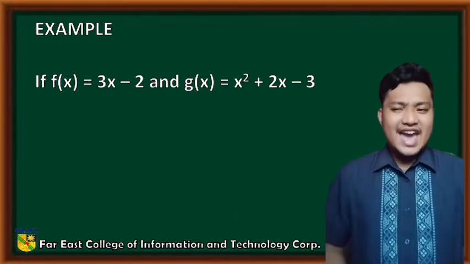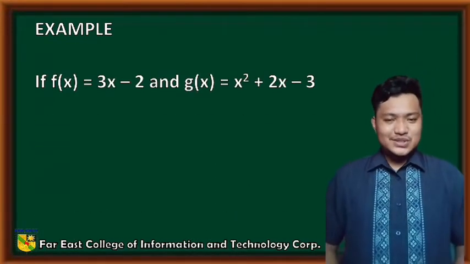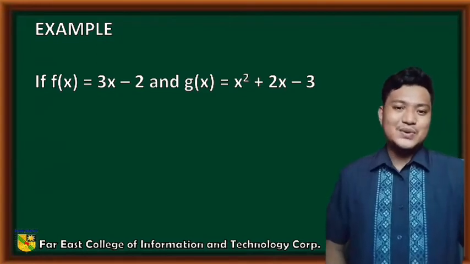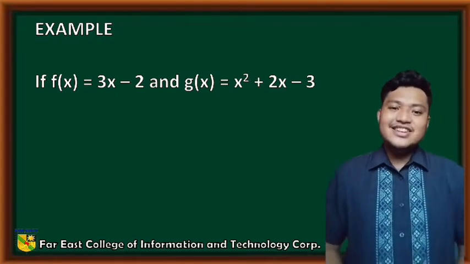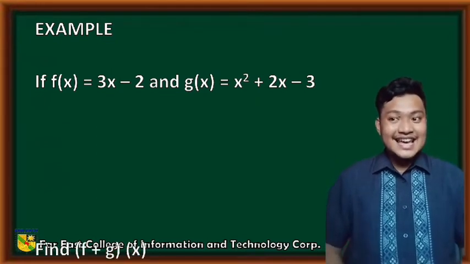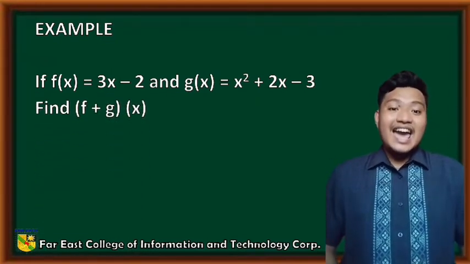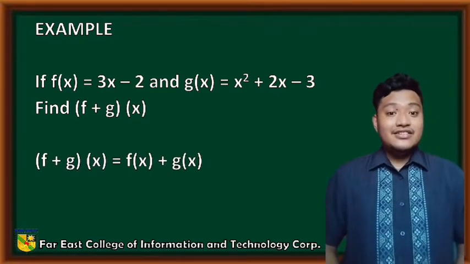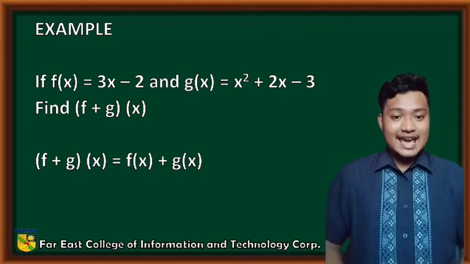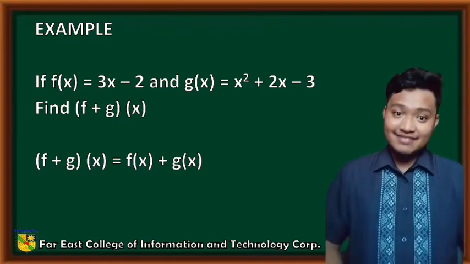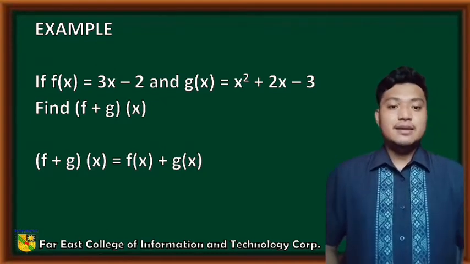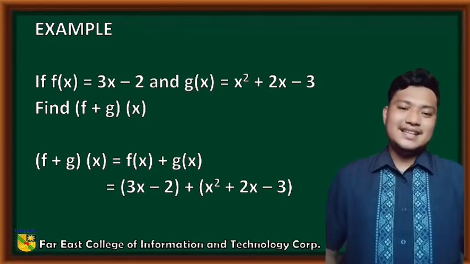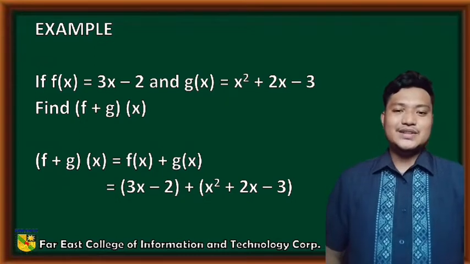If f of x is equal to 3x minus 2 and g of x is equal to x squared plus 2x minus 2, all you need to do is find f plus g of x. First, write the two equations and write the operation in the middle. So 3x minus 2 plus x squared plus 2x minus 2.